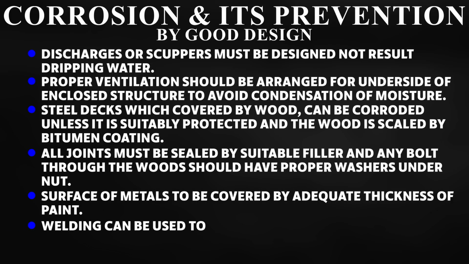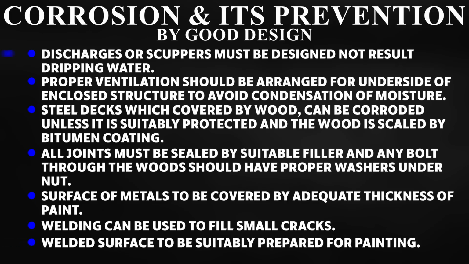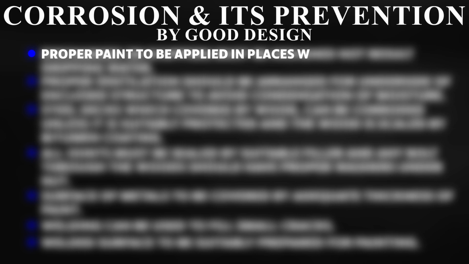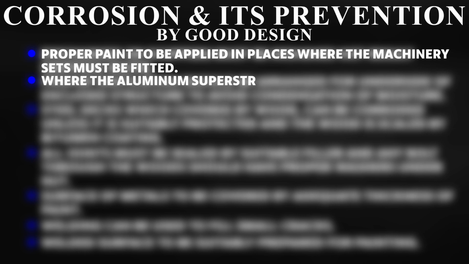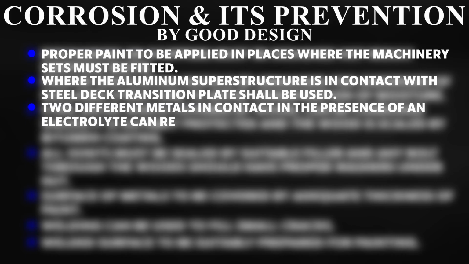Welding can be used to fill small cracks. Welded surfaces to be suitably prepared for painting. Proper paint to be applied in places where machinery sets must be fitted. Where the aluminum superstructure is in contact with the steel deck, a transition plate shall be used. Two different metals in contact in the presence of an electrolyte can result in a corrosion cell. Proper insulation must be made.